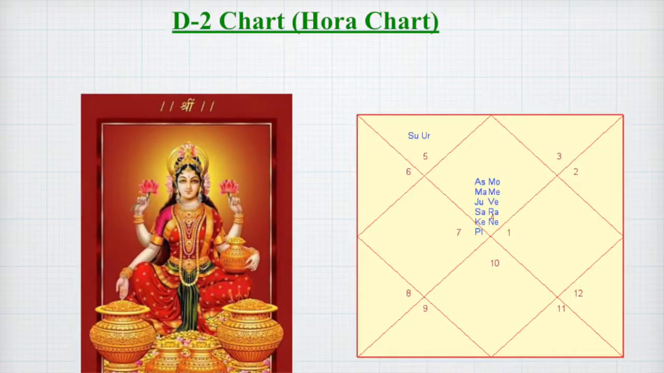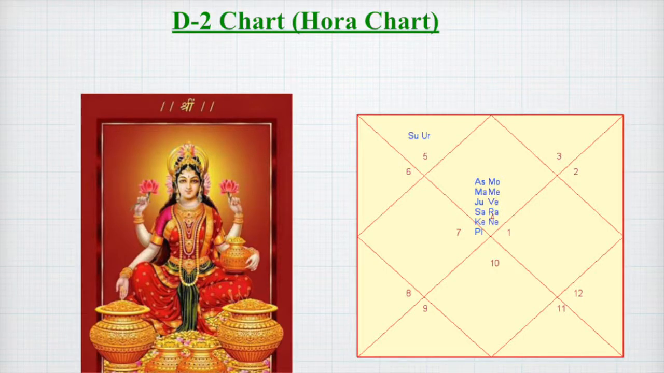Each of the divisional charts from D2 to D12 that we are going to discuss today is a zoomed version of each of your houses. For example, the D2 chart is actually a zoomed version of the second house in your birth chart, your D1 chart. The D2 chart is also called the Hora chart, and it shows the accumulation or flow of wealth.